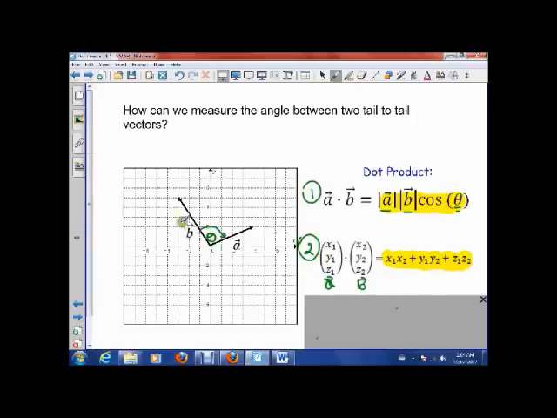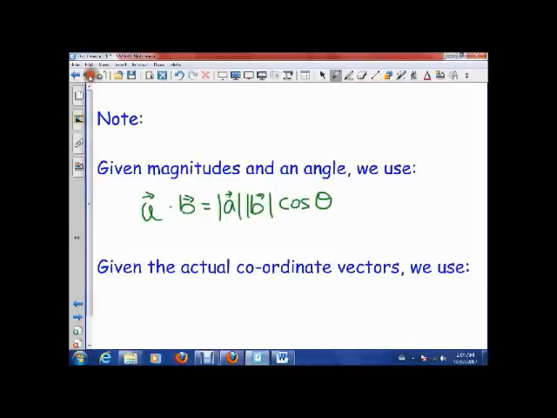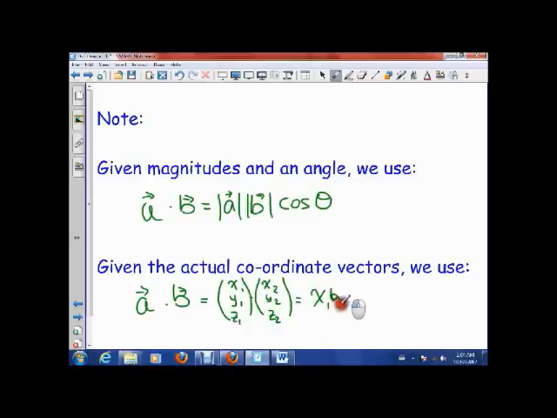Now, if we actually have the x, y, z coordinates, then what we're going to do is A dot B, we're going to actually write out the coordinates. So if we have x1, y1, z1 dot x2, y2, z2, we're going to use the formula x1 x2 plus y1 y2 plus z1 z2. Both of these will give us the same answer. It just depends what kind of information we're given. So let's try to do an example.